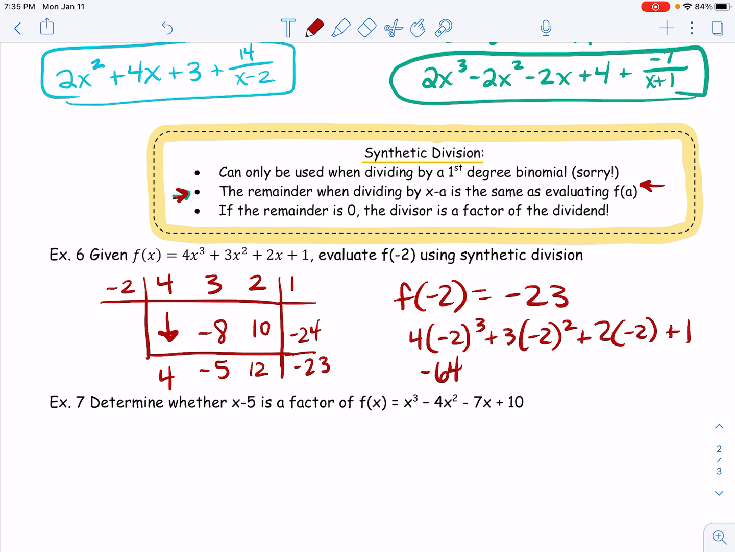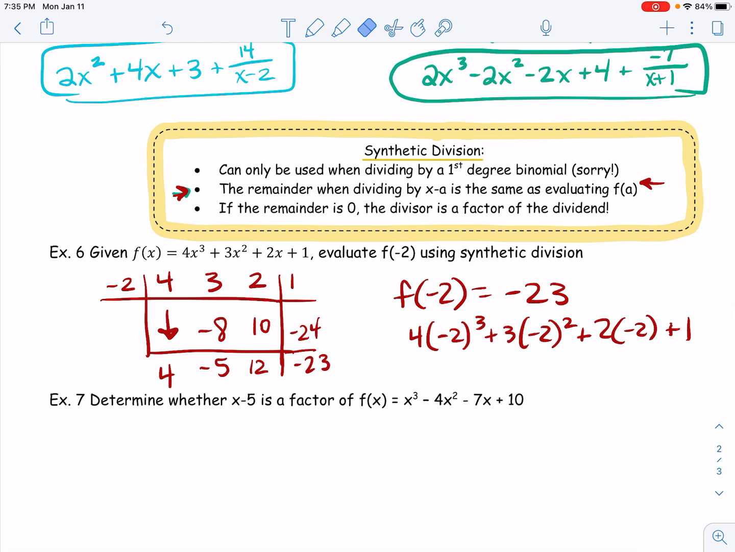No. Yeah, no. What are you talking about, Mr. Reese? Shut up. Negative 4 times negative 8. What is 8 times? Oh, 32. Sorry, my bad. Whew. Negative 32.